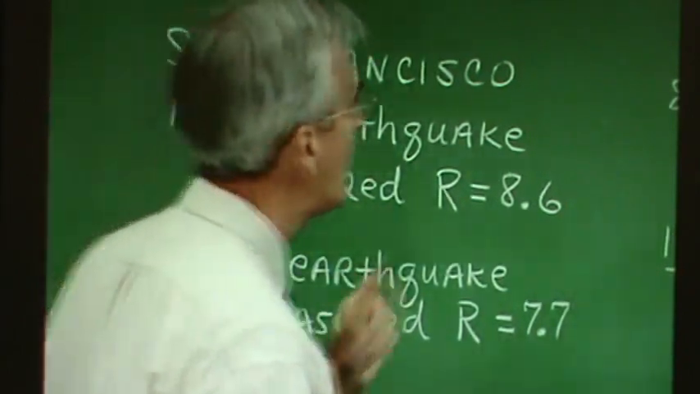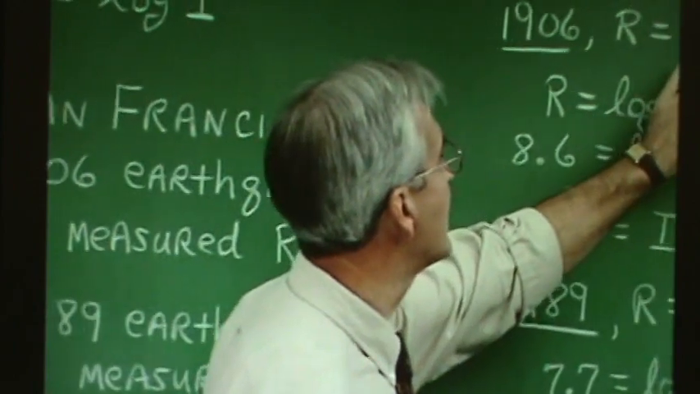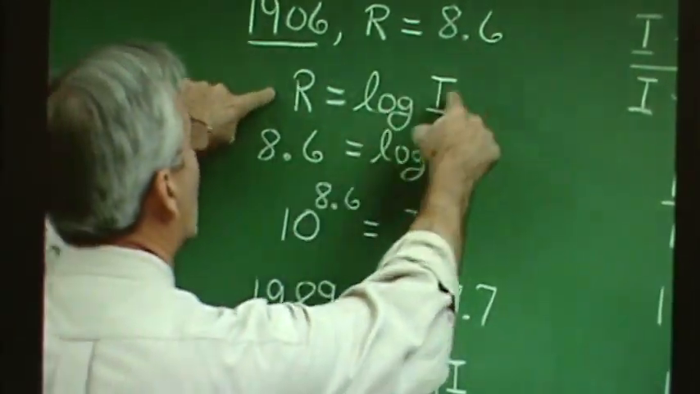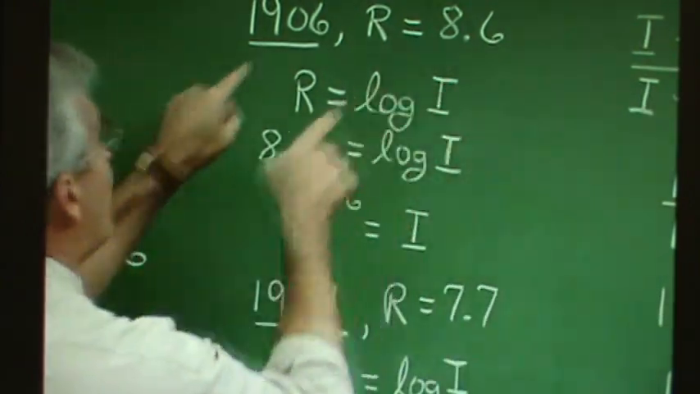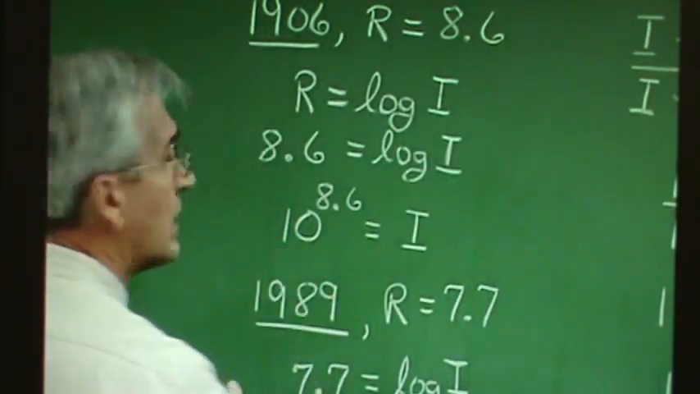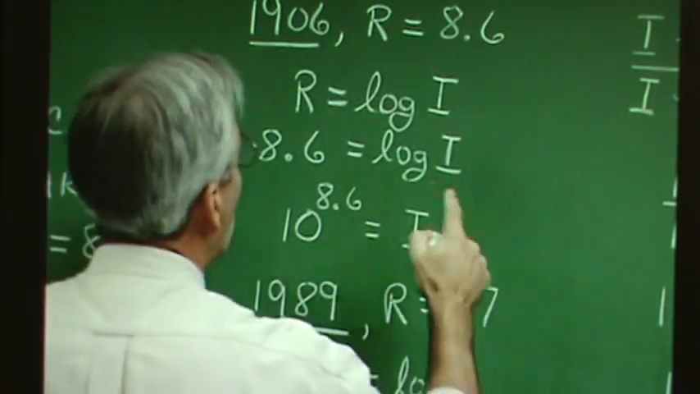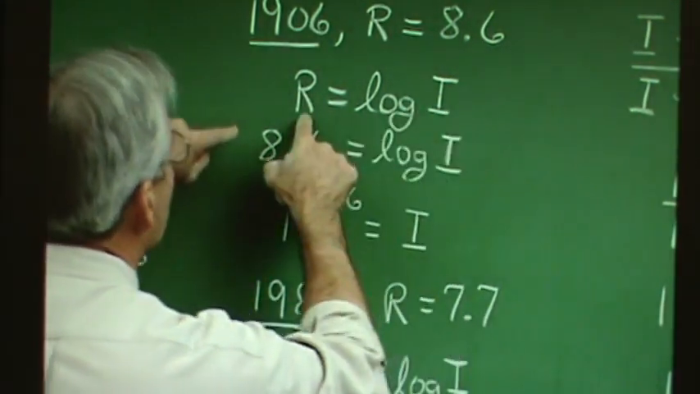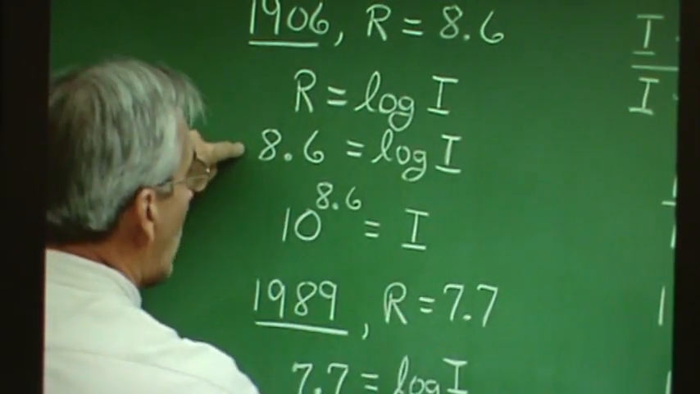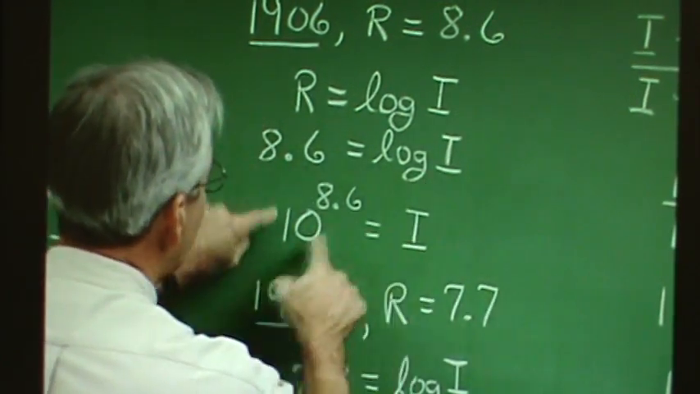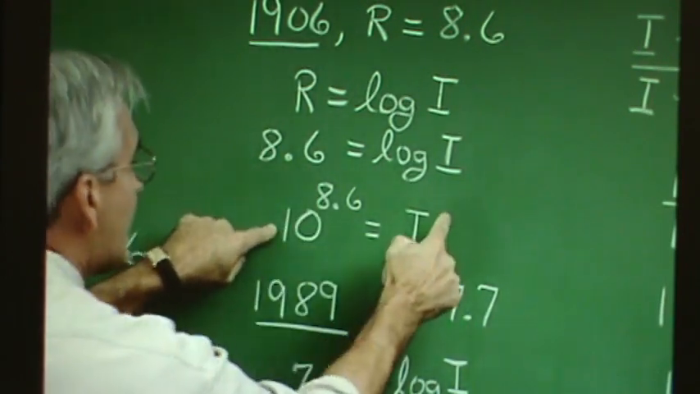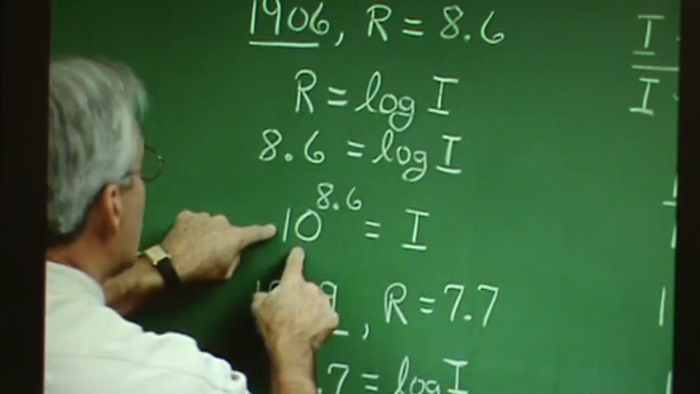By doing this: in 1906, if the Richter number is 8.6 and R is calculated as the log of I, let's find the intensity of this earthquake in 1906. Okay, to do that, we'll go from our model here and replace R with the 8.6 and go into the exponential equation. 10 to the 8.6 is equal to I, base exponent, you see. So I, the intensity of that earthquake, is 10 to the 8.6.